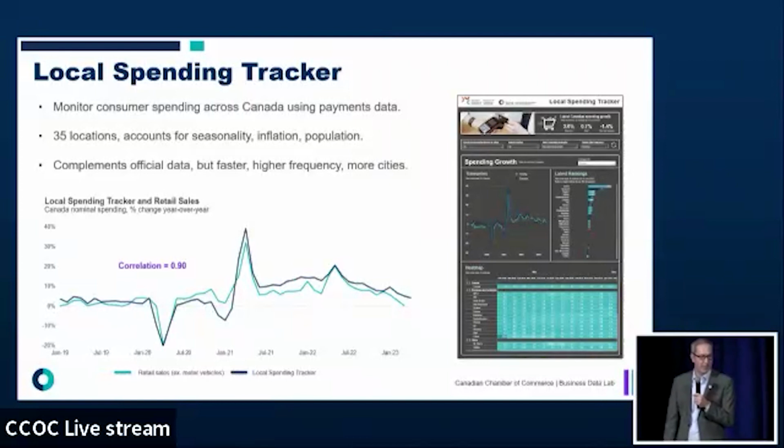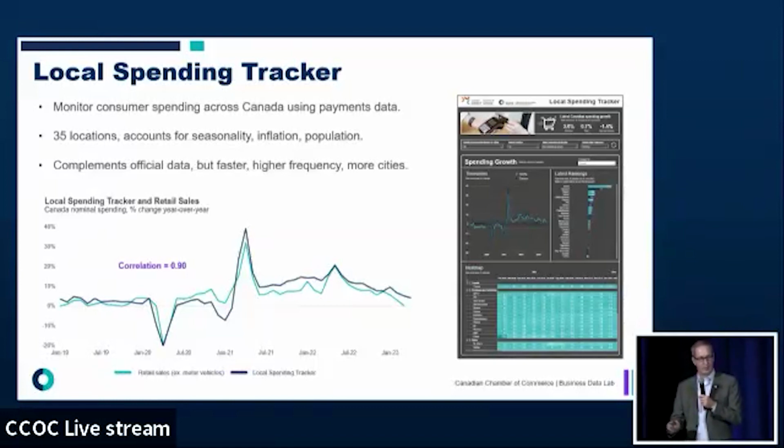As I just mentioned, using payments data, we have data for 35 different locations in Canada. And we do some internal adjustments to deal with seasonality because there's different seasonal factors, inflation because that's been pretty high, and we have a lot of differences in terms of population growth right now happening in different regions. So we look at local population and drill this down. This is complementing data from StatCan, which is a little bit slower but a little bit more detailed. Ours will come out faster.